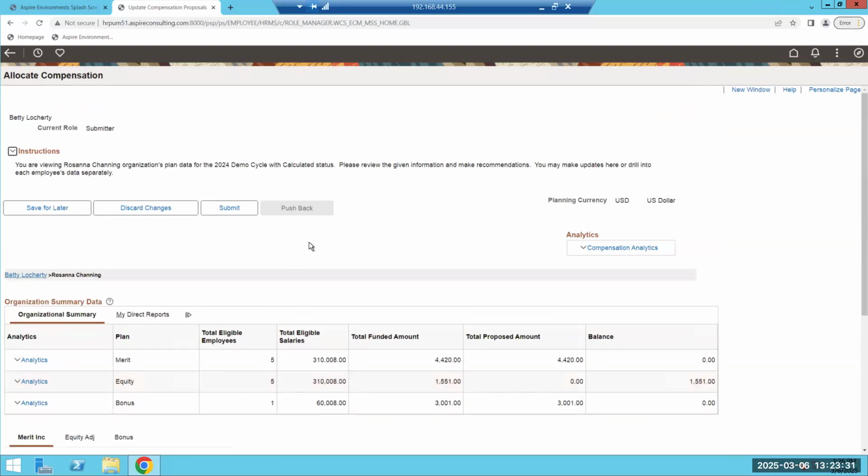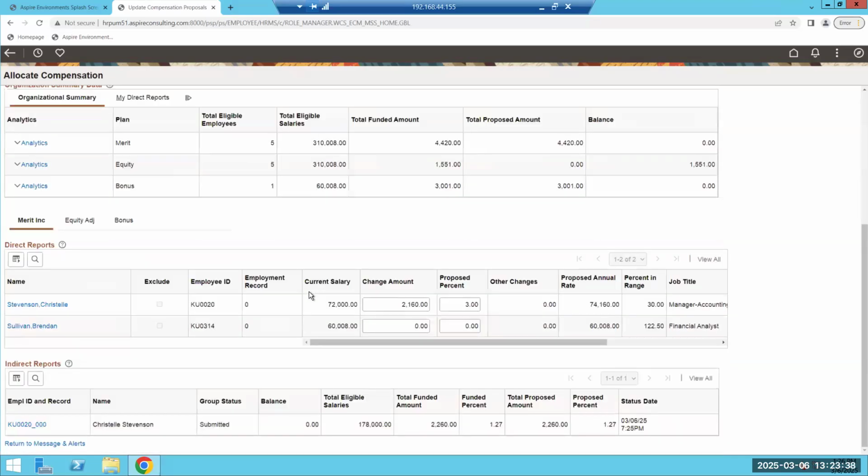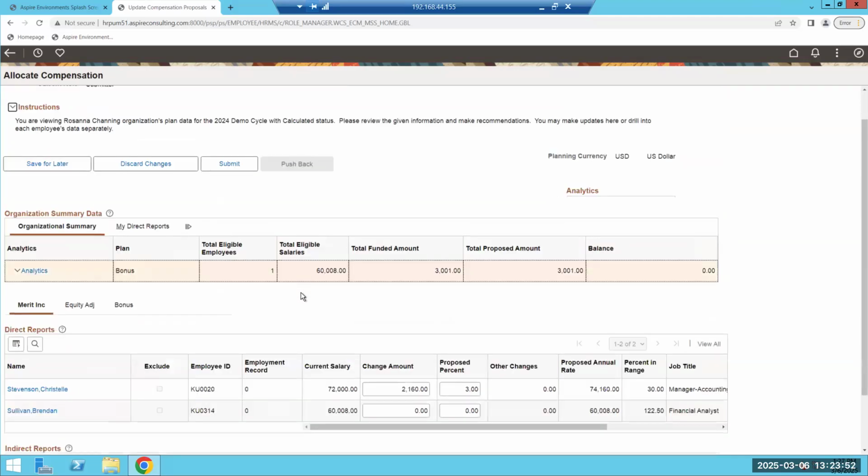I think that about covers everything I wanted to touch upon as far as the planning page itself. We will circle back to this when we look at the managed cycle transactions page for the comp administrator. It's set up very similar to this.